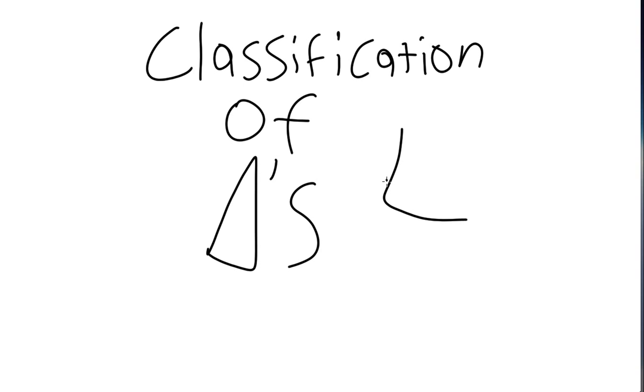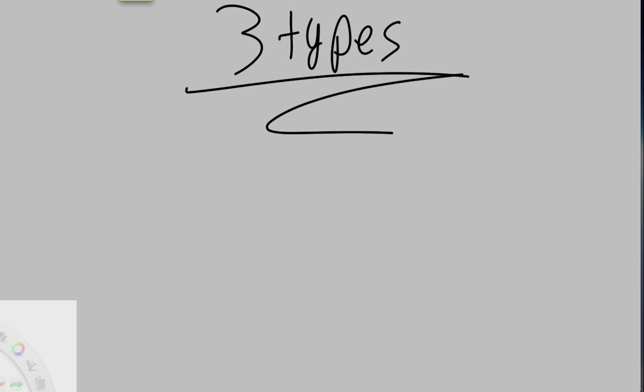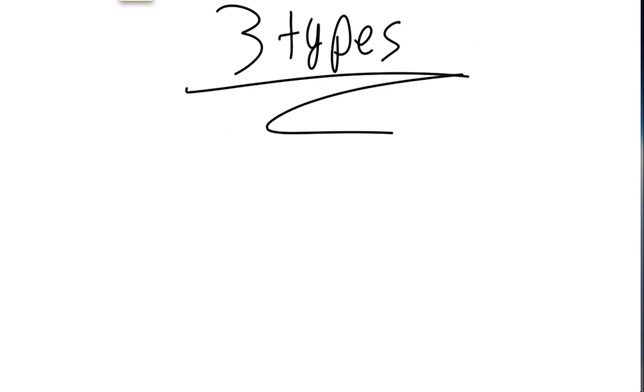Today we're going to be talking about the classification of triangles by their angles. Last time, you remember, we talked about classifying them based upon their sides: isosceles, equilateral, and scalene. Today we're going to be classifying them based upon their angles. There are three types of triangles classified under their angles.